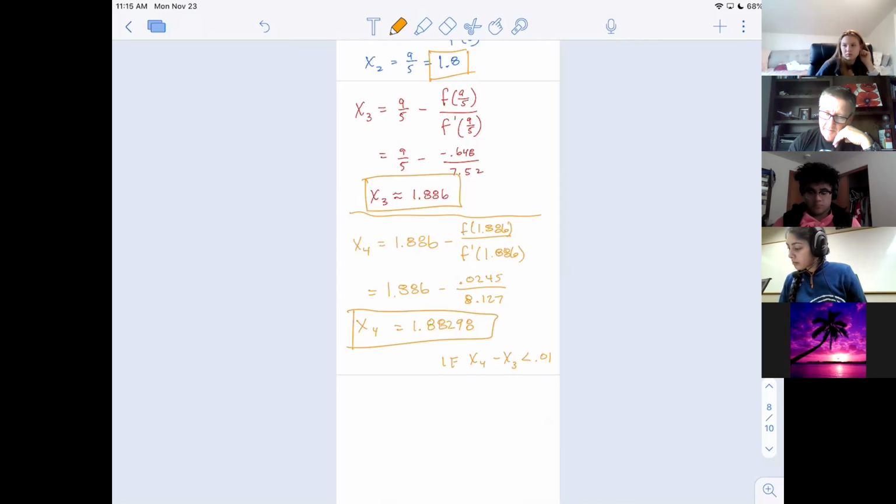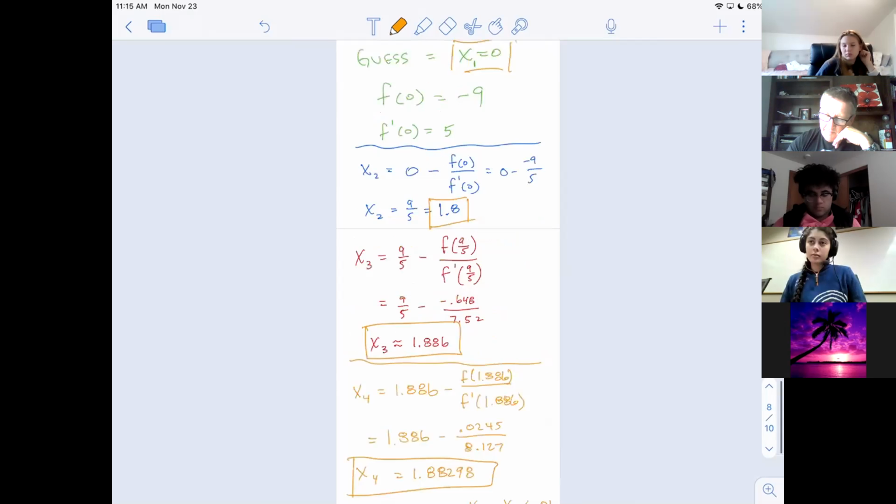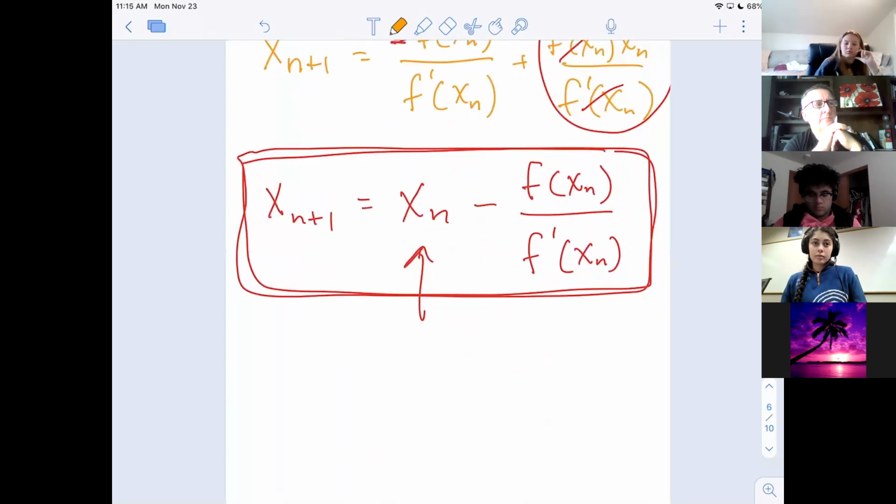So your note sheet for the test has just that formula right there. It just says Newton's method. There you go. And notice it's cool. It involves a derivative. So that's a neat use.